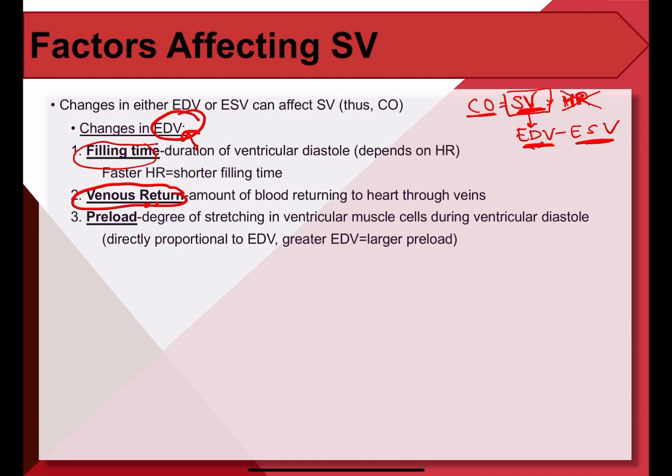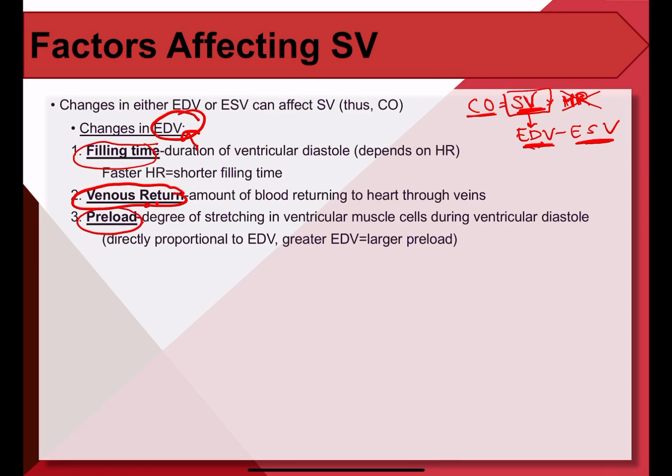Okay, if somehow there's a blockage somewhere in your thigh or other places within the veins, then that's going to decrease your venous return. Because not enough blood is returning to the heart, that's going to affect how much maximum volume you can have in your ventricle. The third value is called preload.